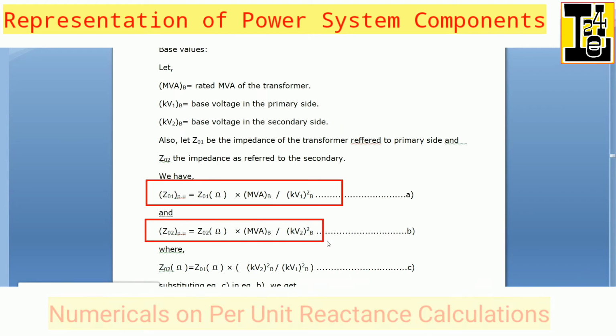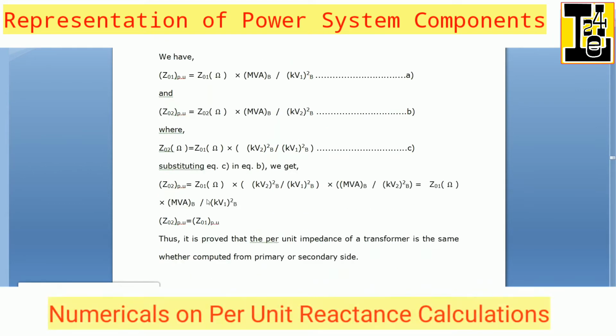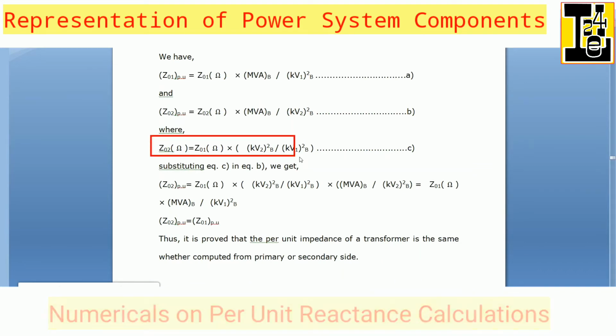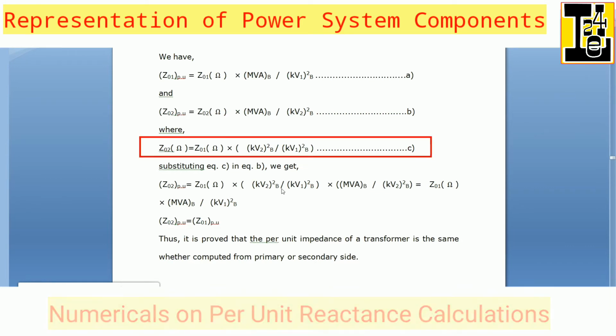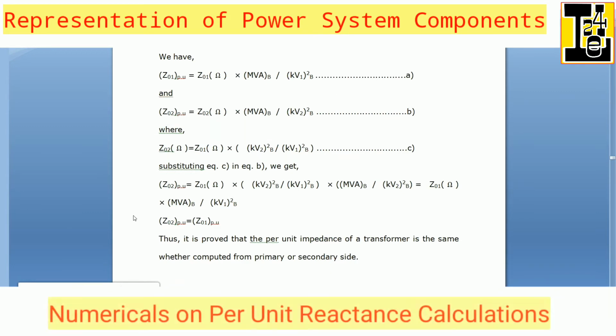In the same way, Z02 per unit is equal to Z02 in ohm into MVA base divided by kV2 base square. We have Z02 ohm is equal to Z01 ohm into kV2 base square divided by kV1 base square. Substituting this third equation into the equation of Z02 per unit, on solving and cancelling some terms, it becomes Z02 per unit is equal to Z01 per unit.